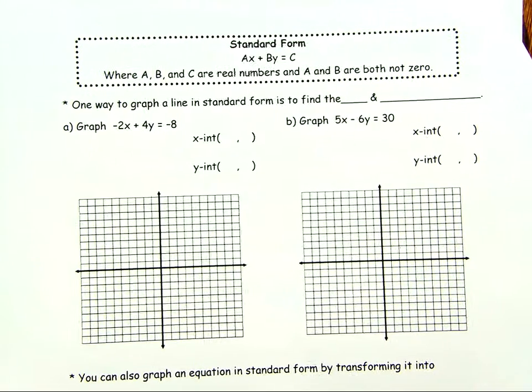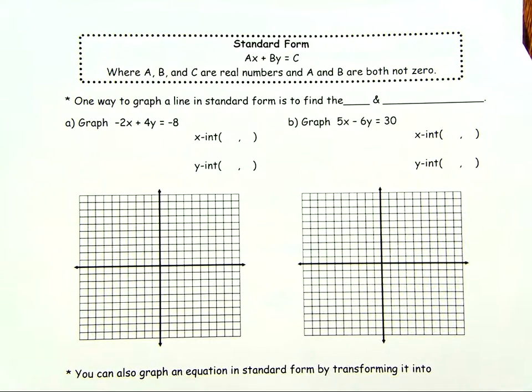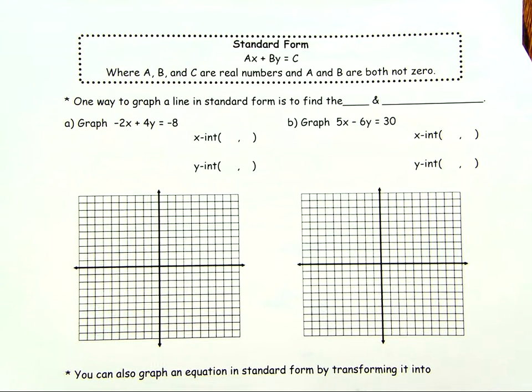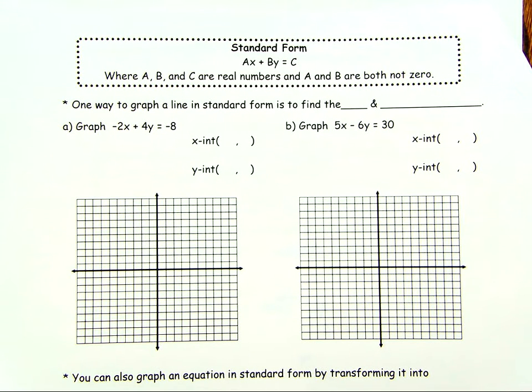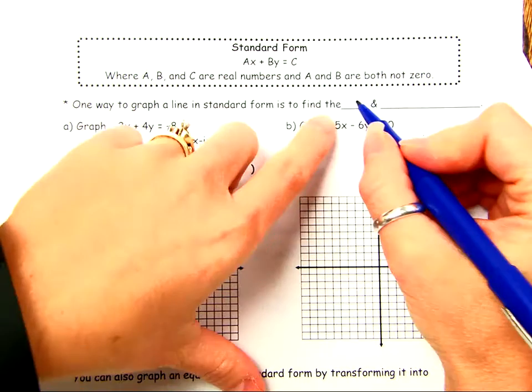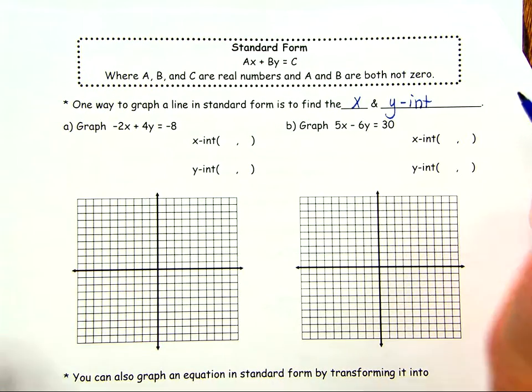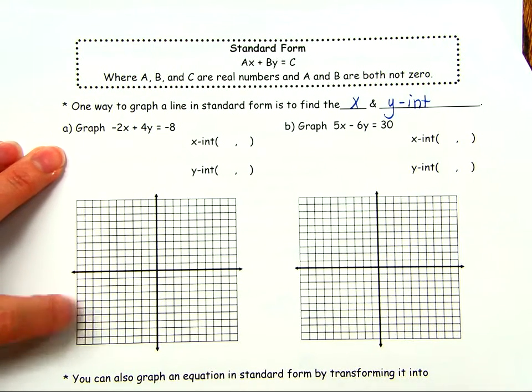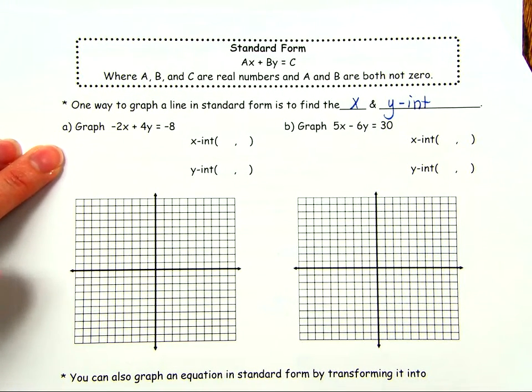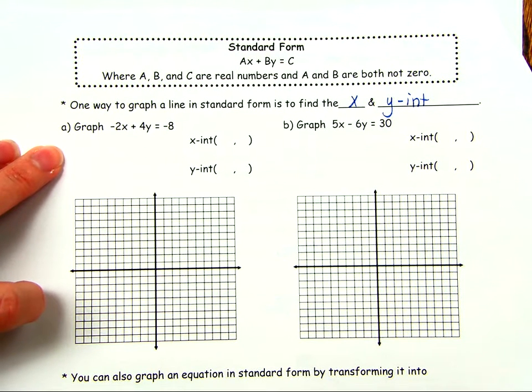Looking at page 2, we're going to talk about our equations given in standard form. And one way to graph your equations when they are given in standard form is to take a look at finding the x and the y-intercepts. When my equation in A reads negative 2x plus 4y equal to negative 8, I cannot quickly identify the slope.